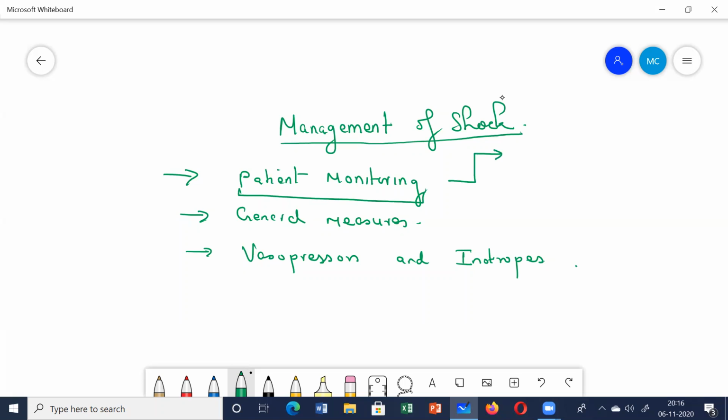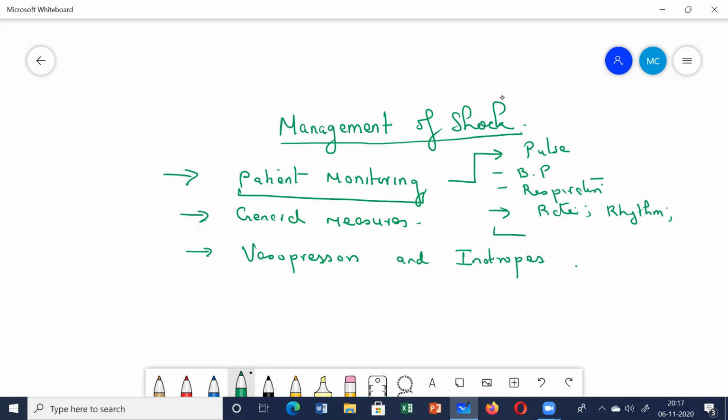Last lecture, I already told you about the cardinal features of shock. The patient usually comes with decreased blood pressure, tachycardia and tachypnea. So here you have to do the clinical monitoring of the pulse, blood pressure, and respiration. What else? The ECG monitoring of the cardiac rate and rhythm. Look for arrhythmias. These are the different things which you have to look for.